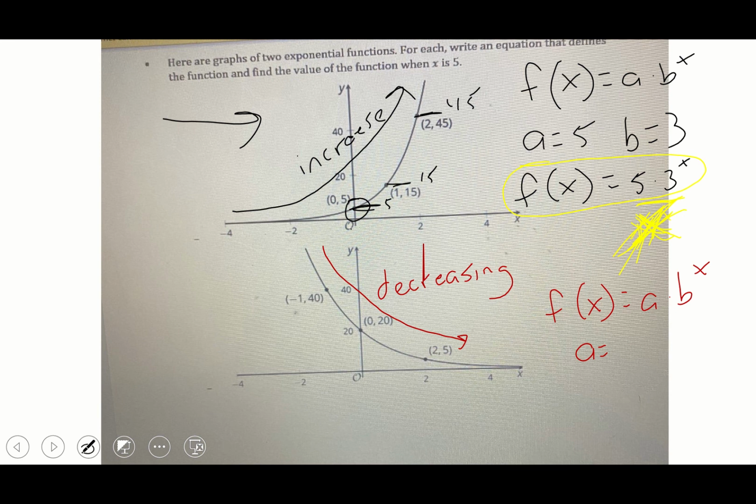Anyway, so it's decreasing. Initial value here: when x is 0, it's 20. Well, how is it changing? Again, the base. Well, it starts as 40, then it goes to 20, and then it goes to 5. Interesting. 40 to 20 to 5.